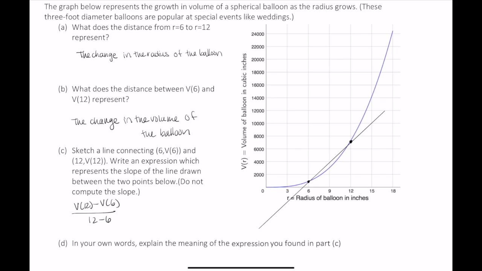In our own words, let's explain the meaning of the expression we found in part C. This represents the average rate of change in volume of this balloon as the radius expands, and that's between a 6-inch radius to a 12-inch radius. So in your own words, please write down something similar on your own paper.